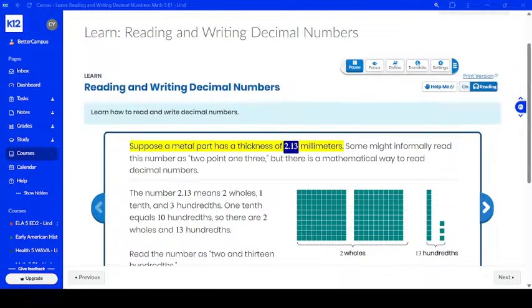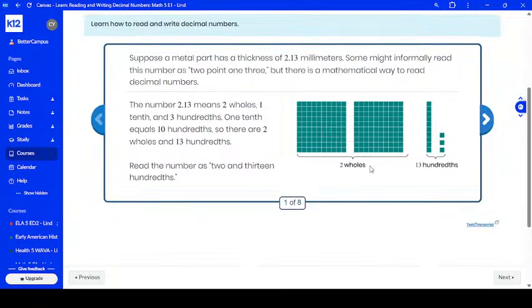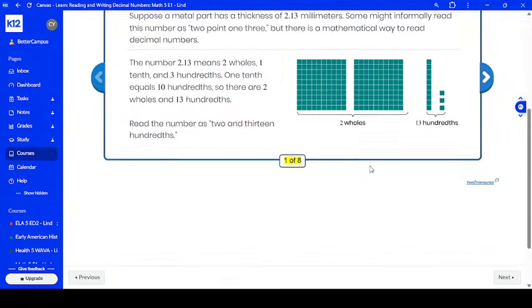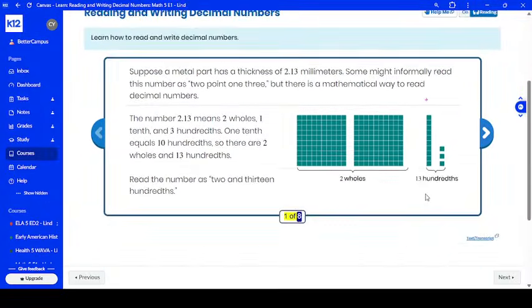The model shows 2 large squares, a column of 10 small squares, and 3 small squares next to that. The large squares are labeled as 2 wholes and the small squares are labeled as 13/100. Okay, there you go. Let's keep continuing.